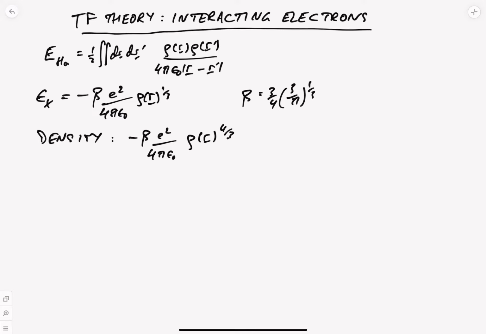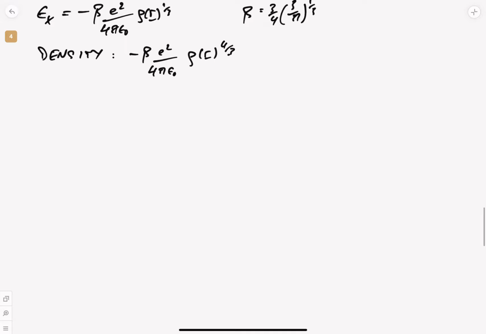And the way that we calculate the total energy, as I've just alluded to, is as we did with the kinetic energy for the non-interacting gas, we integrate over the whole system. So we write that the total exchange energy is given by the integral dr of the exchange energy density, minus beta e squared over 4 pi epsilon naught rho of r to the 4/3.